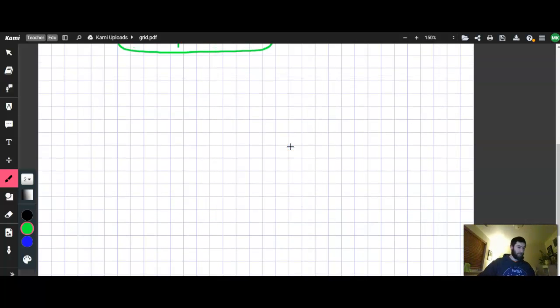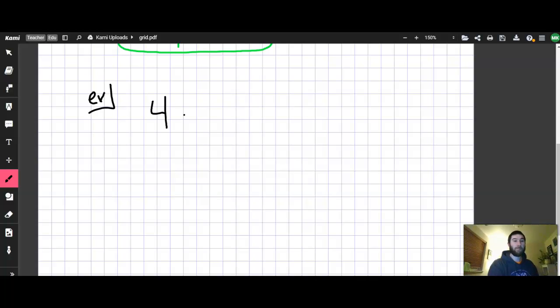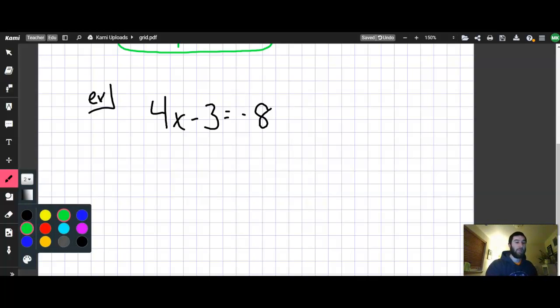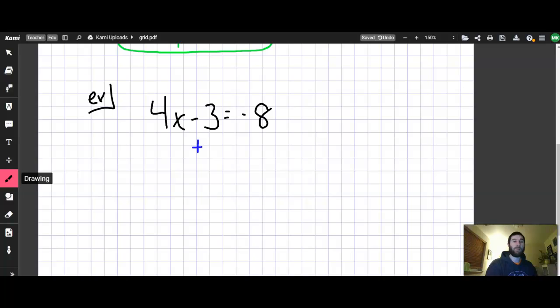The next example is 4x minus 3 equal to -8. Last week we practiced a lot with negatives as well, so we're going to continue that practice just so we can keep our skills sharp. We want to get x by itself, take care of our addition and subtraction first, so we're going to tackle the subtraction by 3 on both sides.